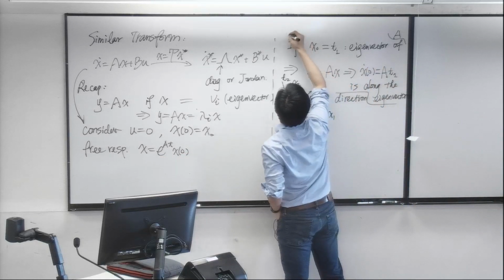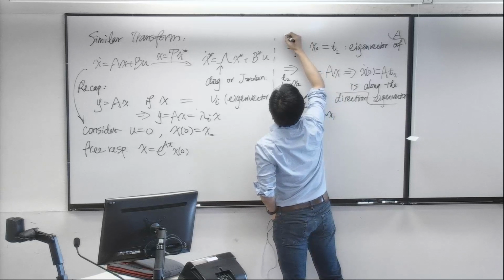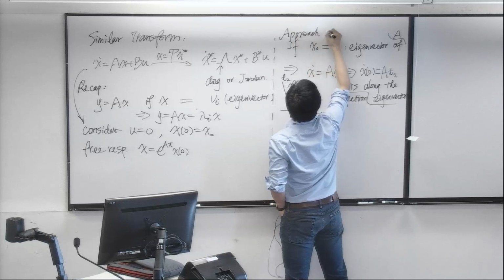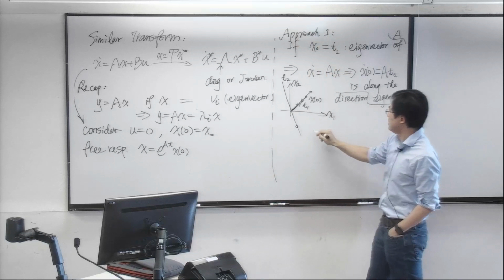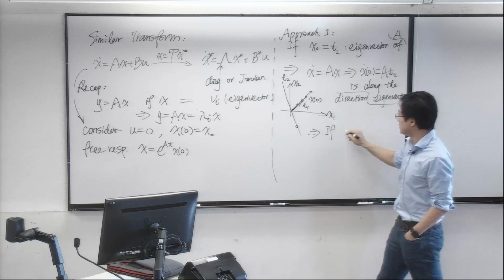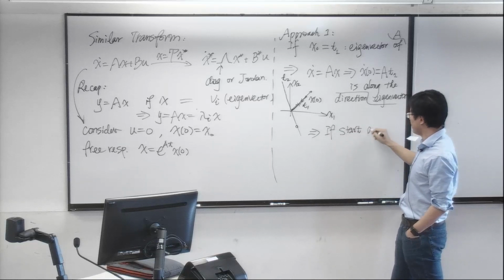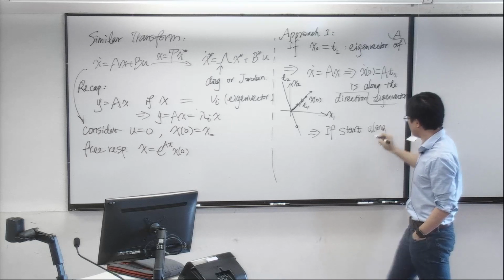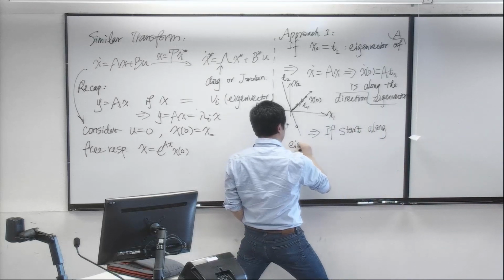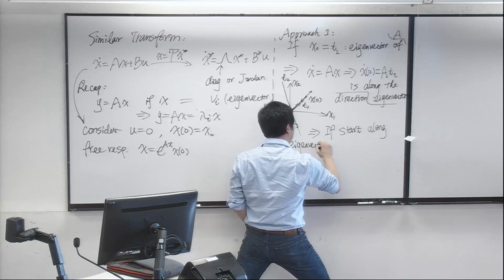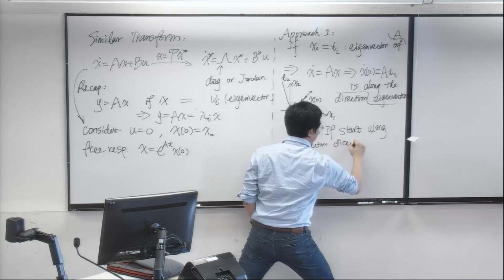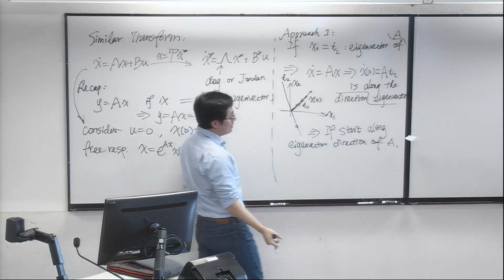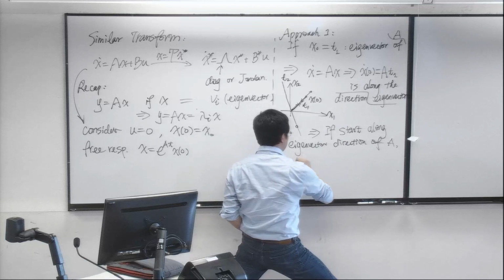So this is observation 1. Our conclusion is, if we start along an eigenvector direction of A, then the state will stay in this direction.